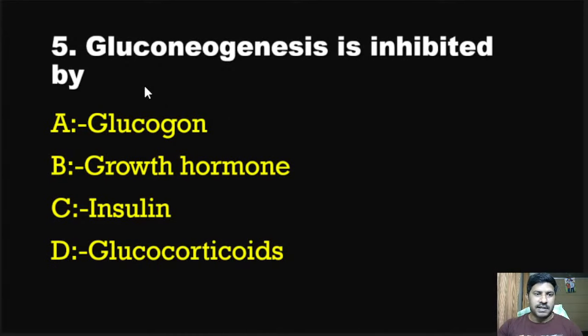Next question, it is an easy question. Gluconeogenesis is inhibited by: glucagon, growth hormone, insulin, glucocorticoids. If you know about the process of gluconeogenesis, you can answer here easily.